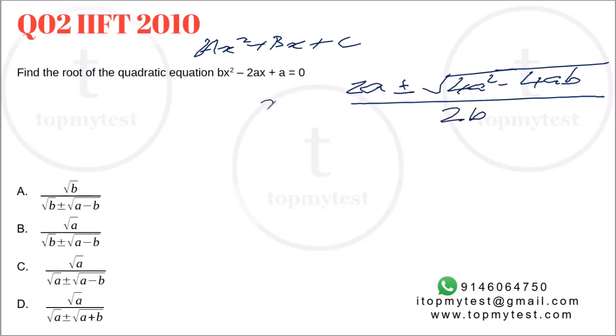This will be your value of x. Now if I take 2 common, this will go out. 4a square, when you come out, it will be 2. This will also be 2. So this is out. So you'll get x should be equal to a plus or minus square root of a square minus ab by b.